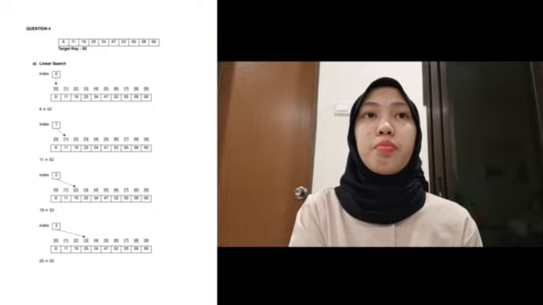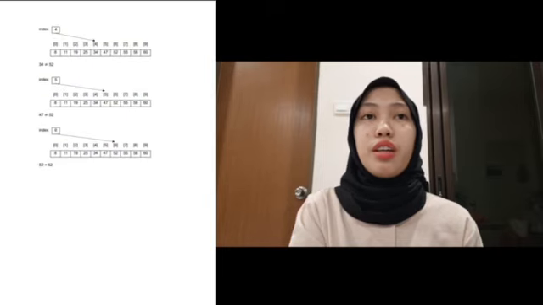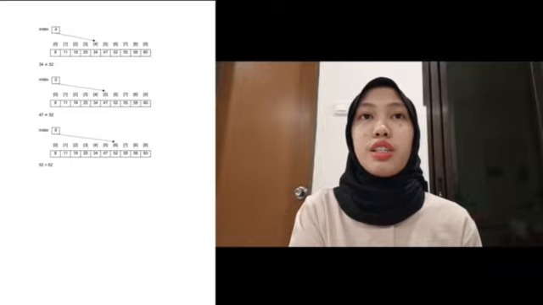So we keep on going until we find the target key. In index 3, it's not 52, it is 25. And index 4, it is 34. And index 5, it is 47. And index 6, it is 52. So finally, we have found our target key. So the search ends here.